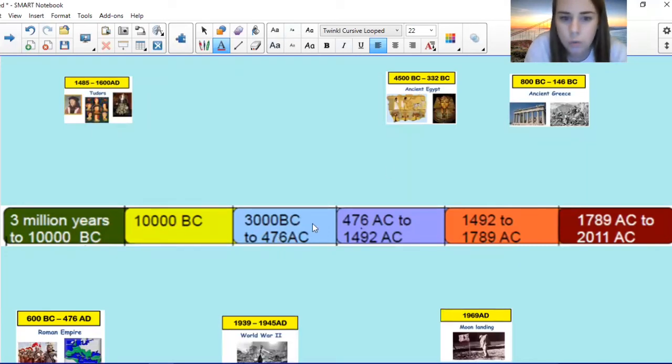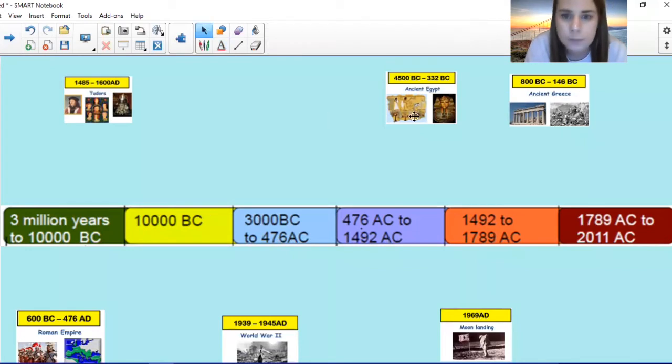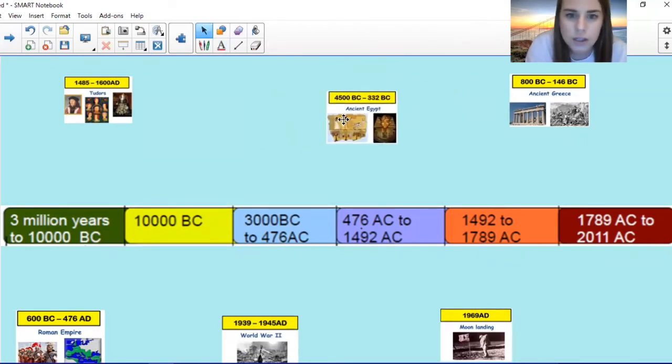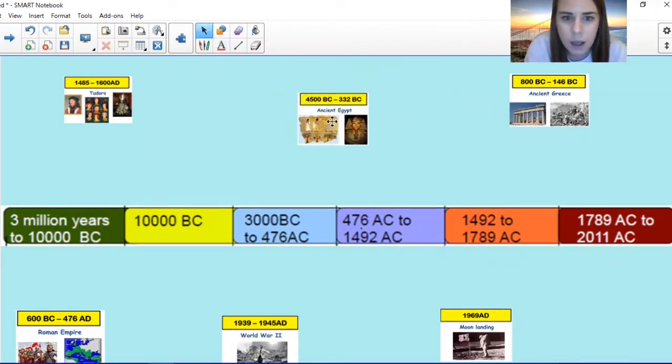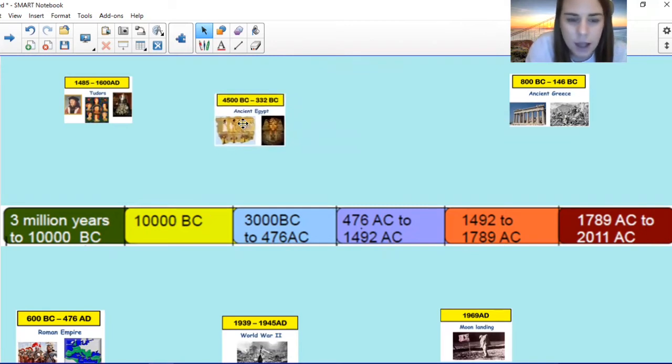So you will find a timeline that looks just like this one on the web page. You have already got your cards. You hopefully have written the dates on them already, and you can move your cards around and just stick them with the correct lines so that they fit.